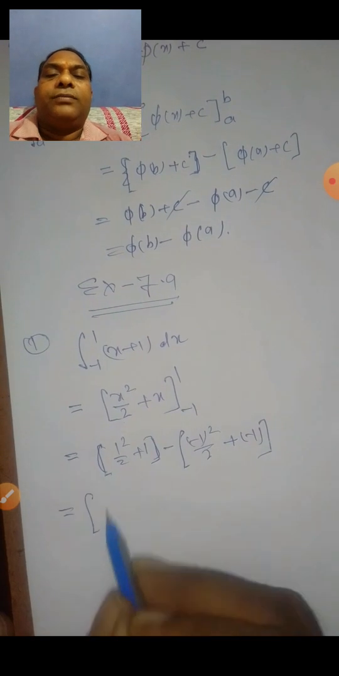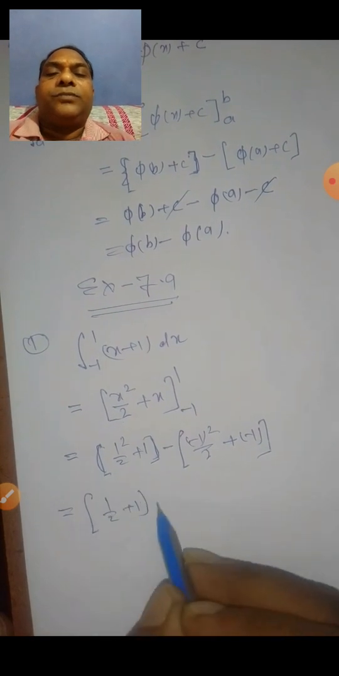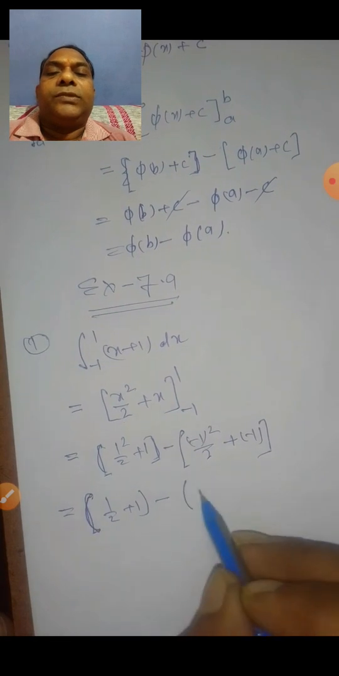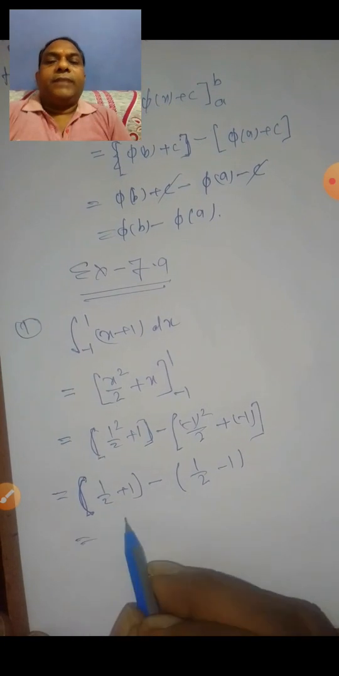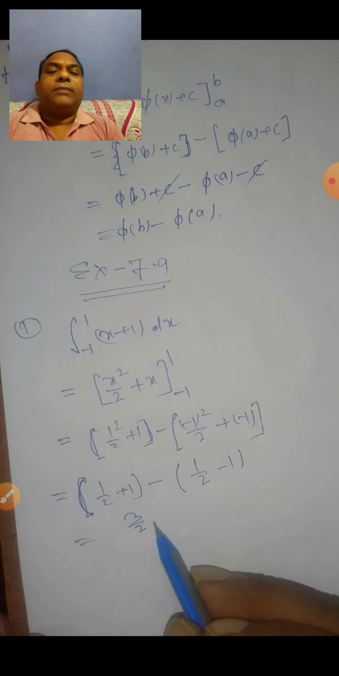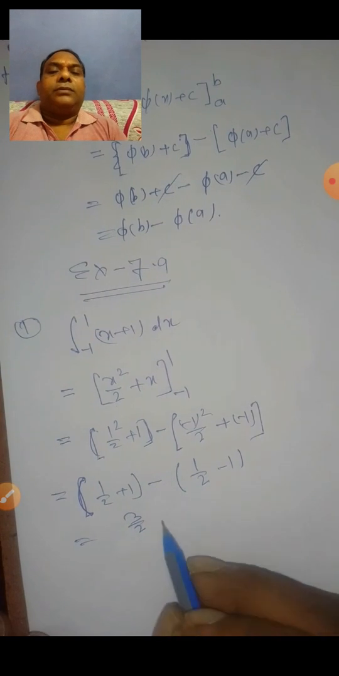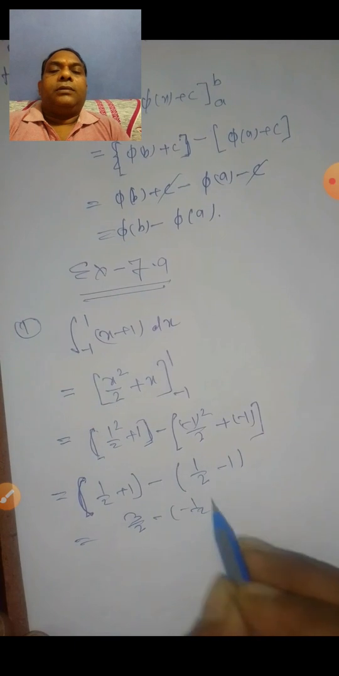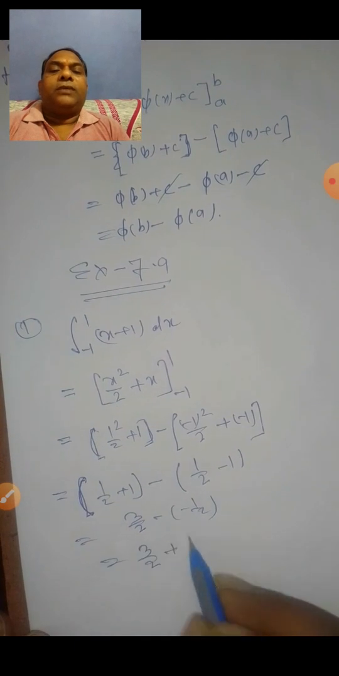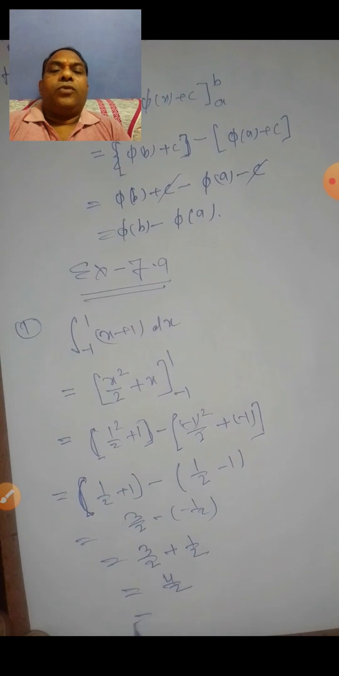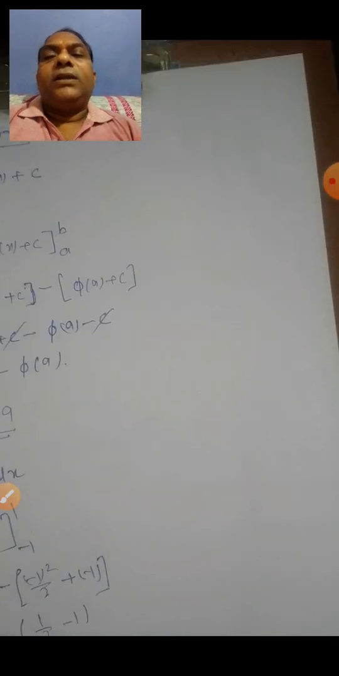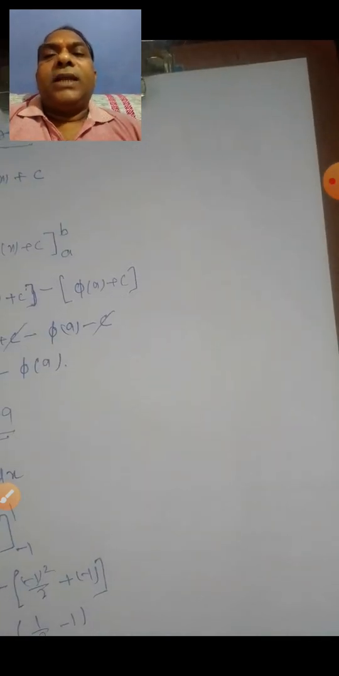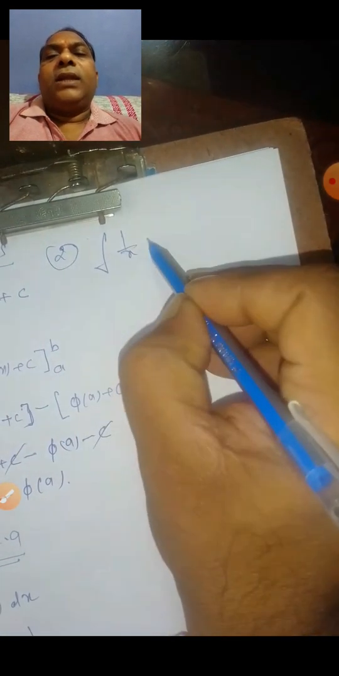Now solve, then it will be equal to 3 by 2 minus, negative 1 by 2, will be 3 by 2 plus 1 by 2 is equal to 4 by 2 is equal to 2 is the answer. Clear? So in case of definite integral, you have to apply upper limit and then lower limit, then subtract lower limit from upper limit.